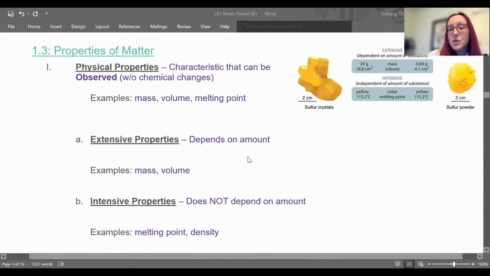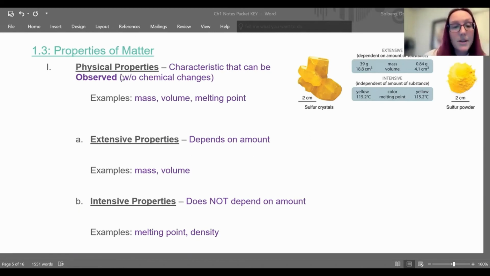Okay, moving on to properties of matter. I didn't mention this earlier, but you might have noticed I've got hyperlinks at the top of each of these headings, and those go to the textbook in case you want to read it, okay? All right, so there are different properties of matter.